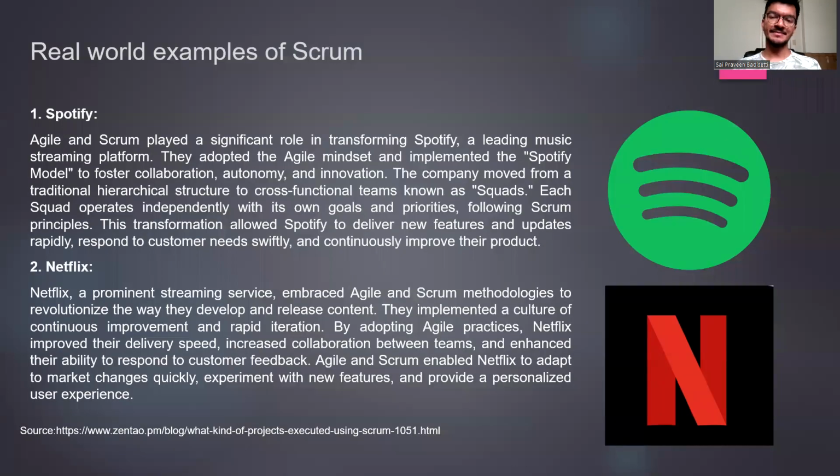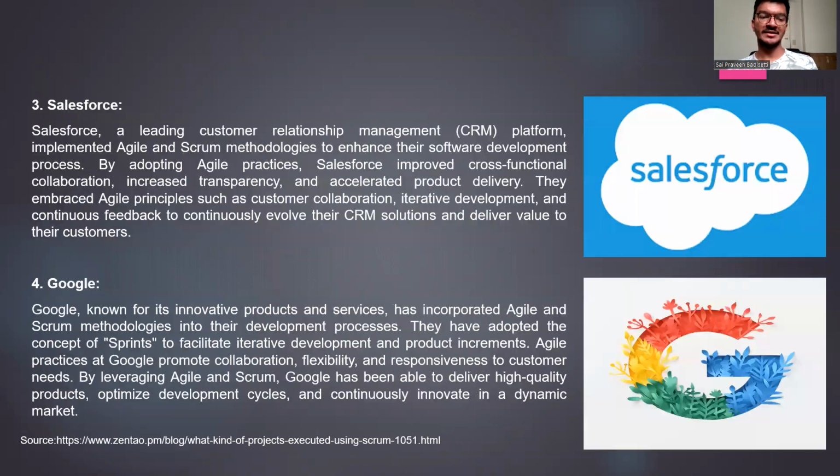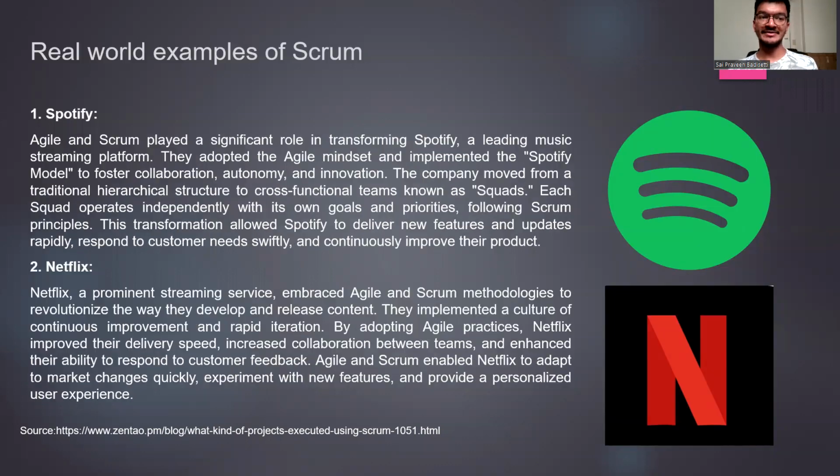There are many real world examples of IT companies which use Scrum in their software development. Some of the most popular ones are Spotify, Netflix, Salesforce, Google, and even Amazon. Now, coming to Spotify, as we all know, it is a popular music streaming platform. It uses Agile and Scrum to make significant changes. They adopted the Spotify model and embraced the Agile mindset.